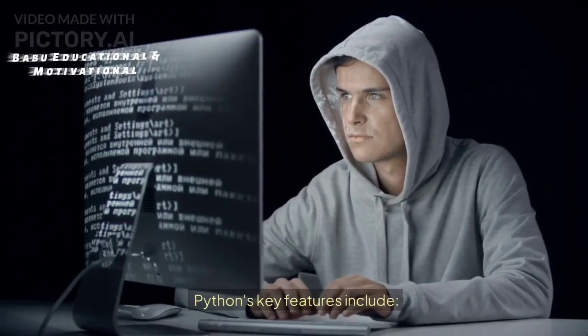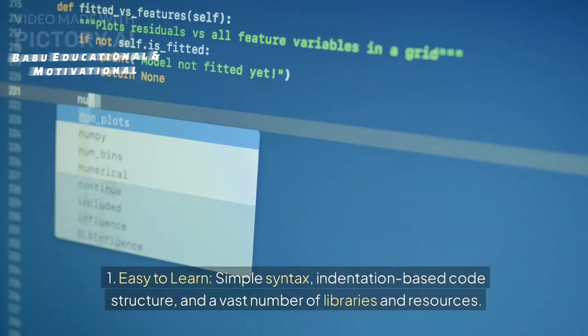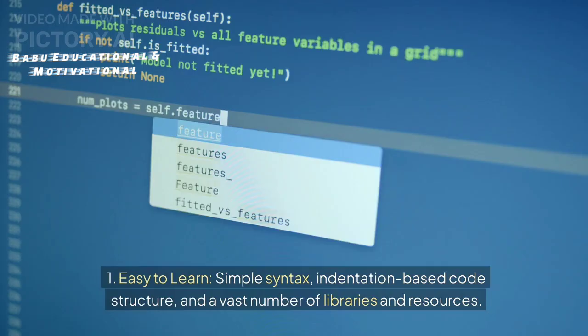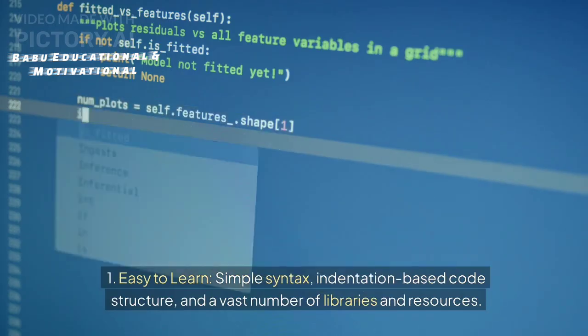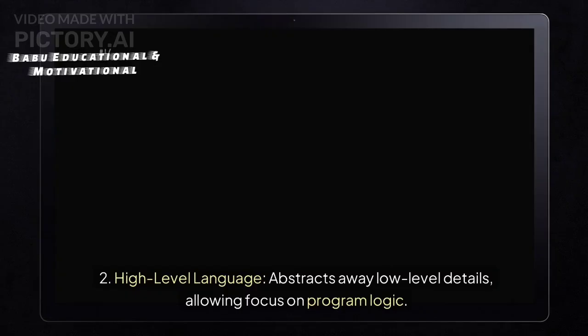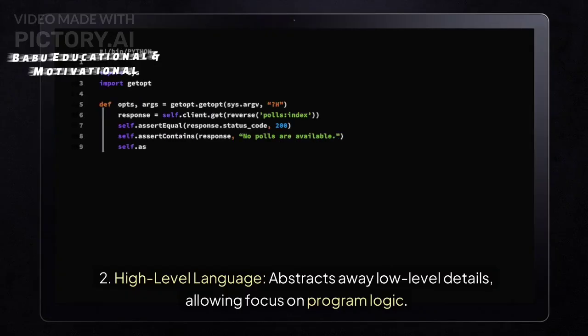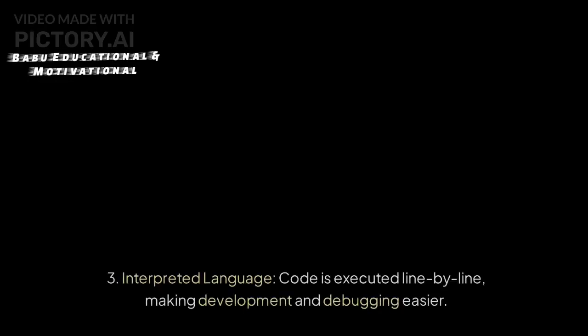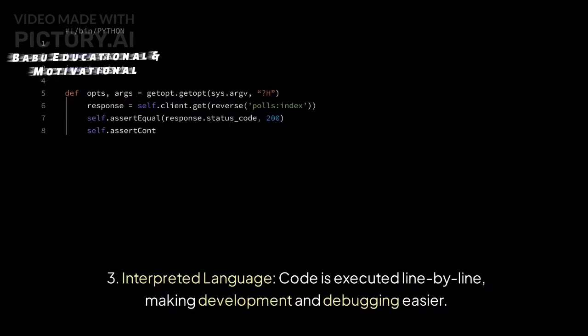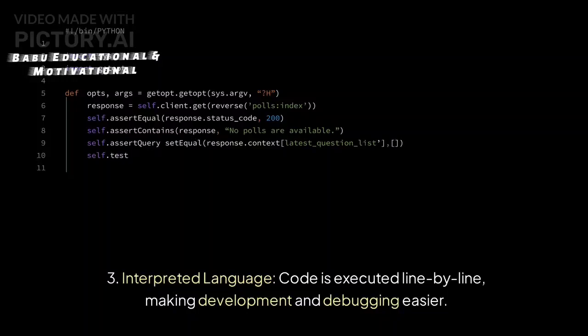Python's key features include: 1. Easy to learn, simple syntax, indentation-based code structure, and a vast number of libraries and resources. 2. High-level language, abstracts away low-level details, allowing focus on program logic. 3. Interpreted language, code is executed line by line, making development and debugging easier.